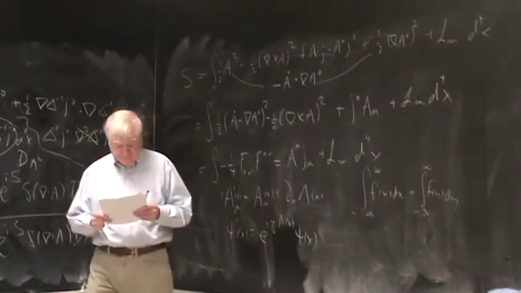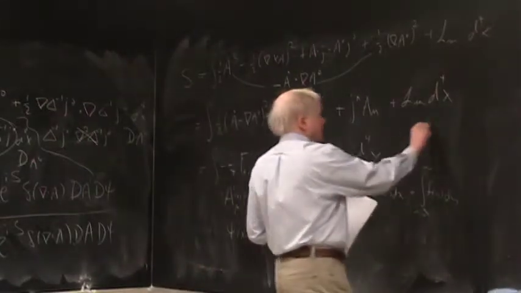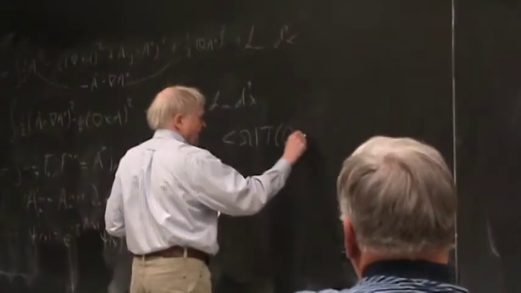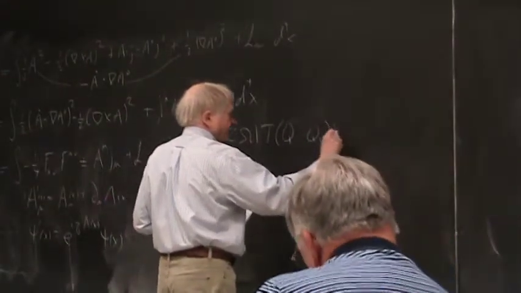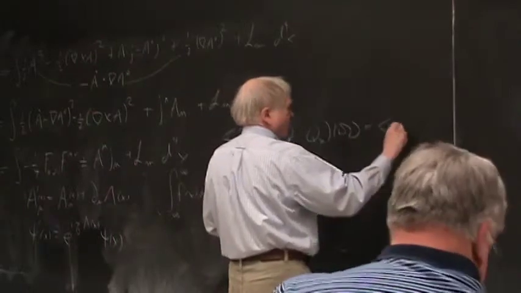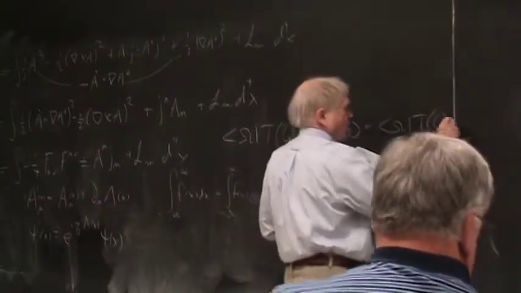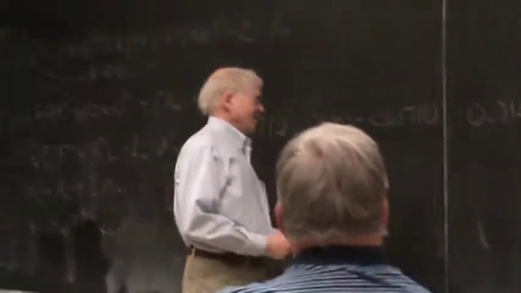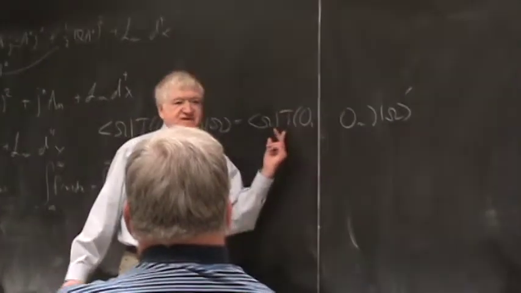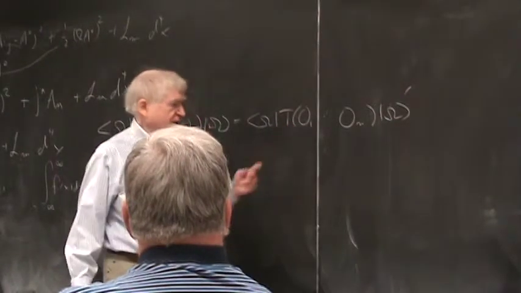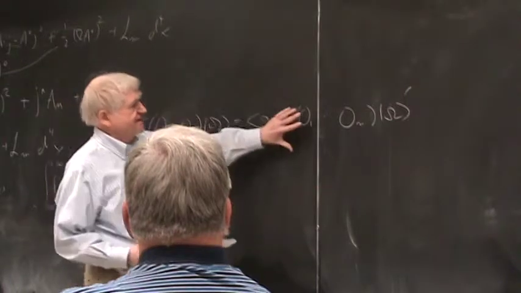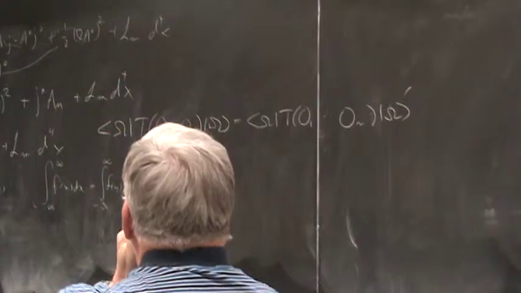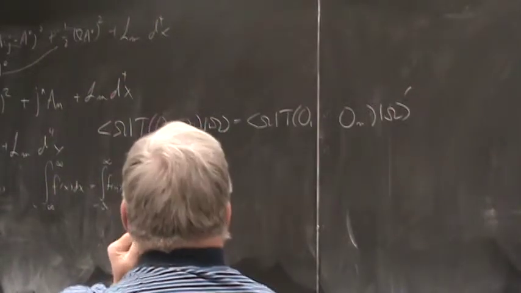And so you can say that omega time order O1 through ON is omega time order O1 through ON prime. And of course, the prime doesn't have any effect here because everything's gauge invariant. These are explicitly gauge invariant operators. But what I meant by that prime is that this is a ratio, and in the ratio, I replace all the fields by their gauge transformed counterparts.